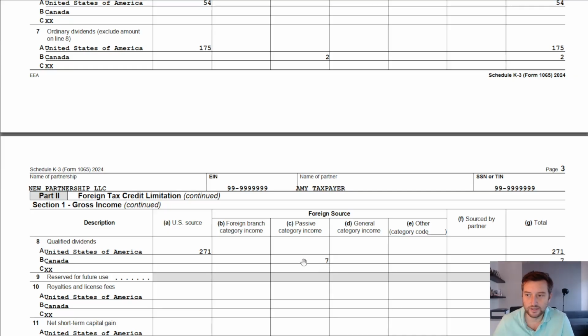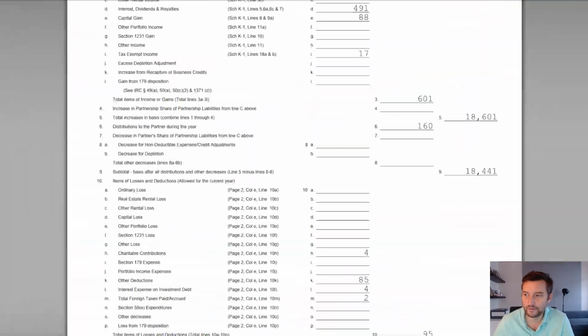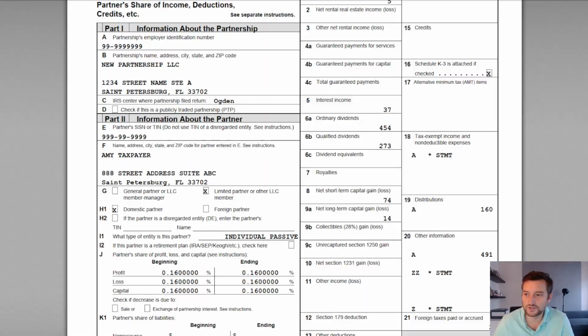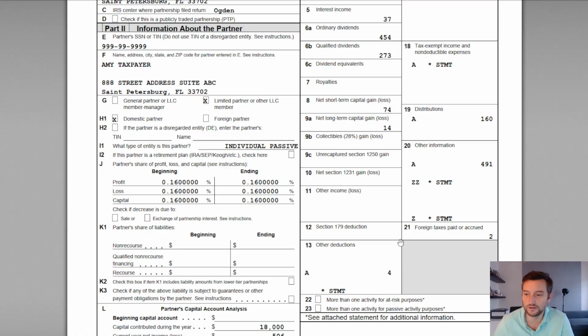All right. Now, the K-1 will also let you know the amount of foreign taxes that were withheld or paid on your behalf as well. So if we look at line 21, you can see here foreign taxes paid or accrued were $2.